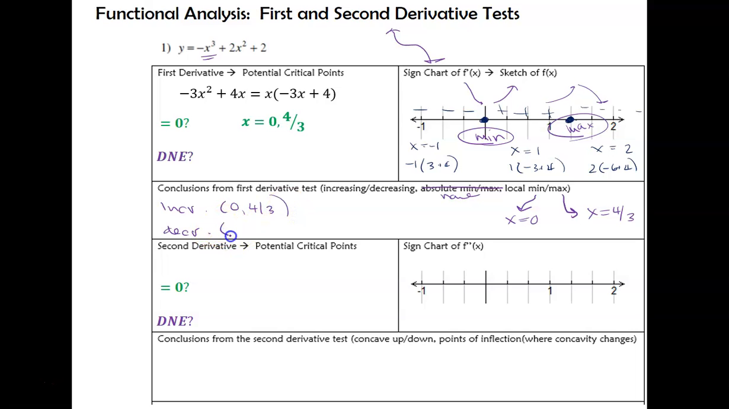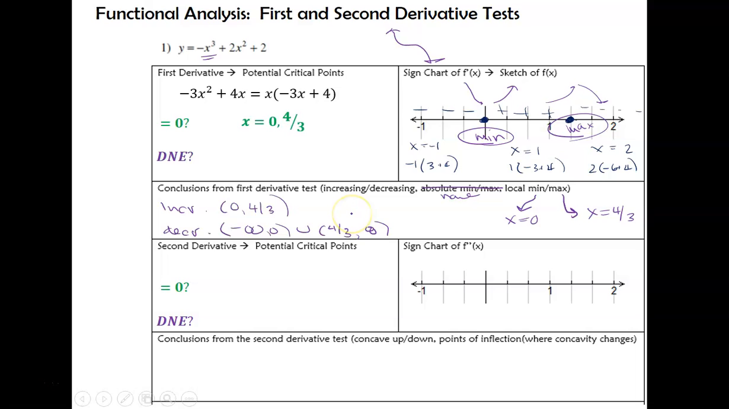It's going to be decreasing everywhere else. So negative infinity to 0 and 4/3 to infinity. All right, if AP is asking me for this, again, they're not going to look at this. You could write decreasing, increasing, decreasing. They don't care. This is what they want to see right here.